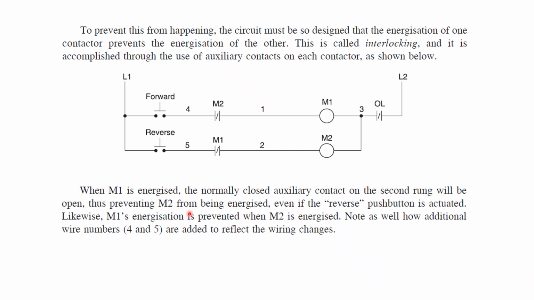When M1 is energized, the normally closed M1 contact on the second rung will be open, thus preventing M2 from being energized even if the reverse push button is actuated. Similarly, when M2 is energized, M1 is prevented from being energized. So this is the concept behind the interlocks.